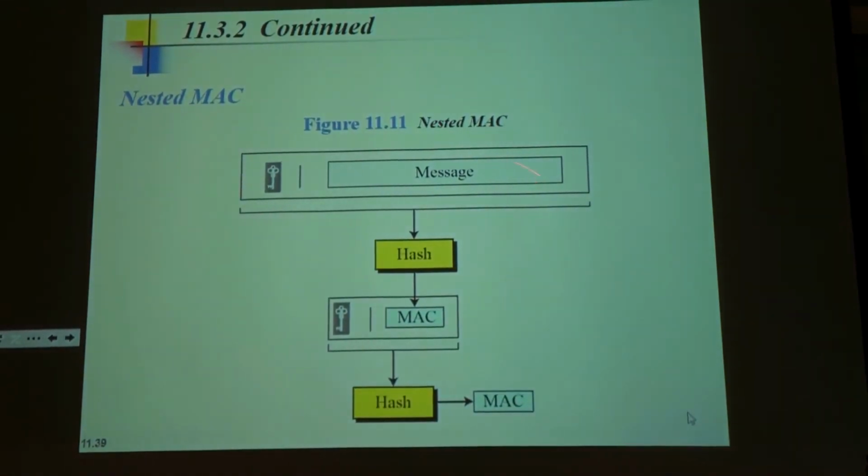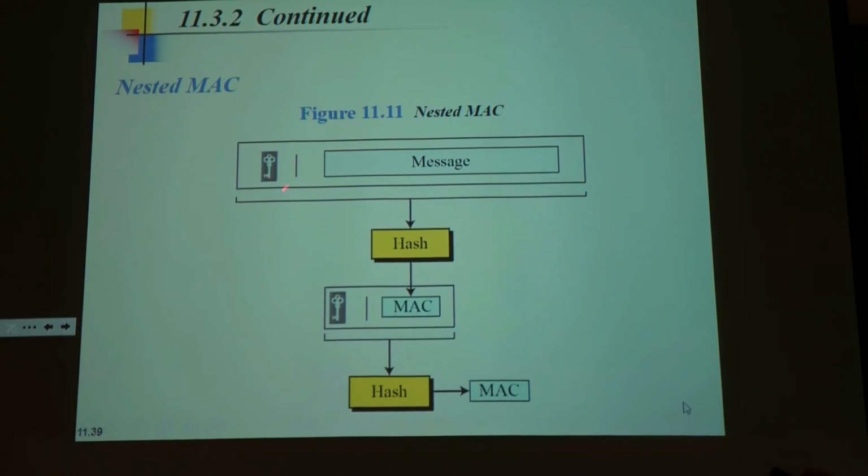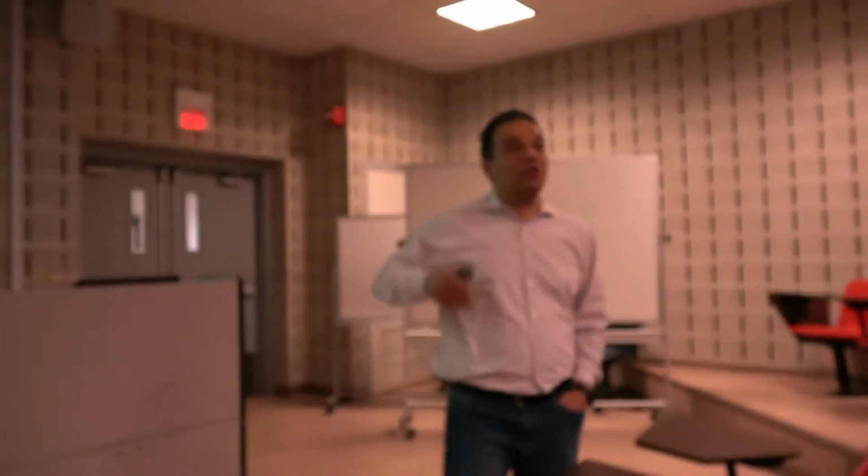For example, you could have nested MAC. In here you have the message, you concatenate it to the key, and you hash both of them. Then you have the MAC, and you add the key again, and you hash it and create the final MAC. It's nested, you did the hash a few times. Now at the other side, they will do it in reverse. They start from here, then go back to here. That we call nested MAC.